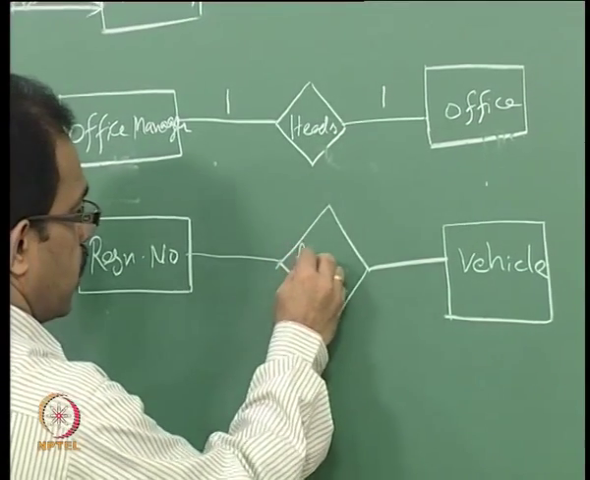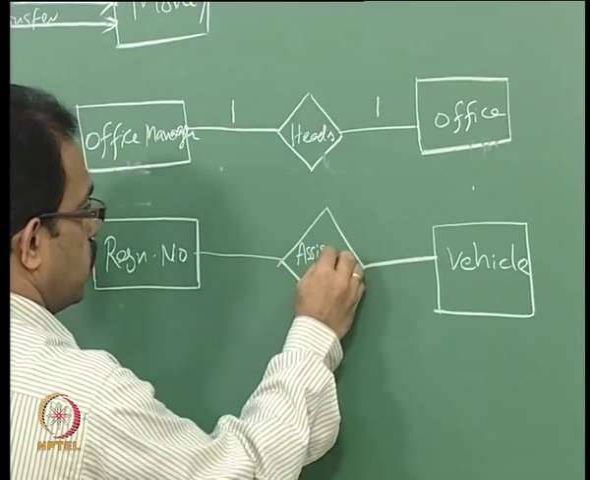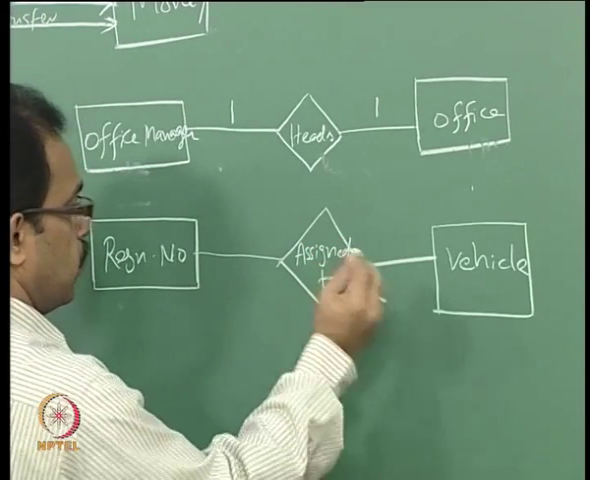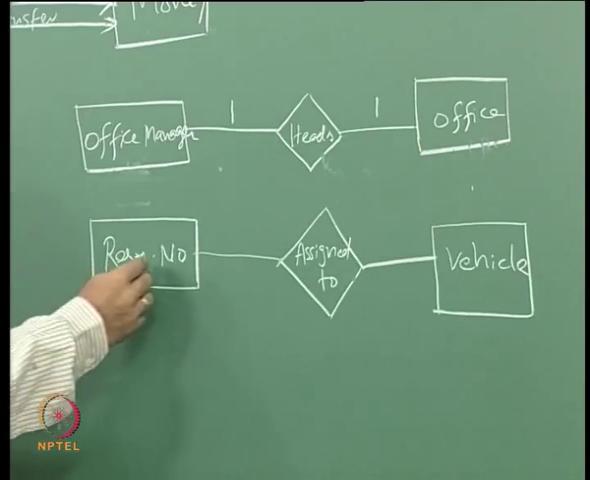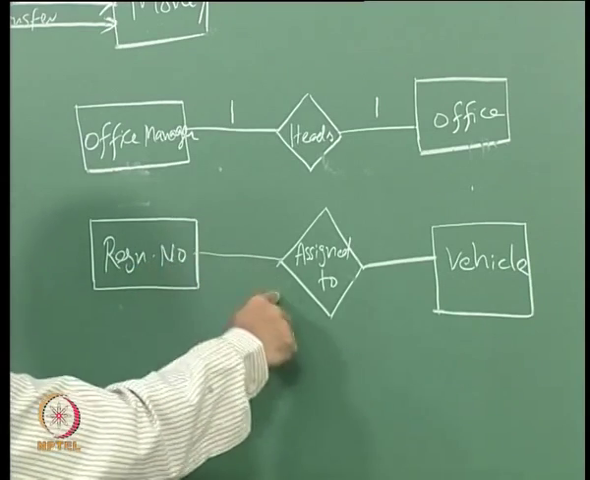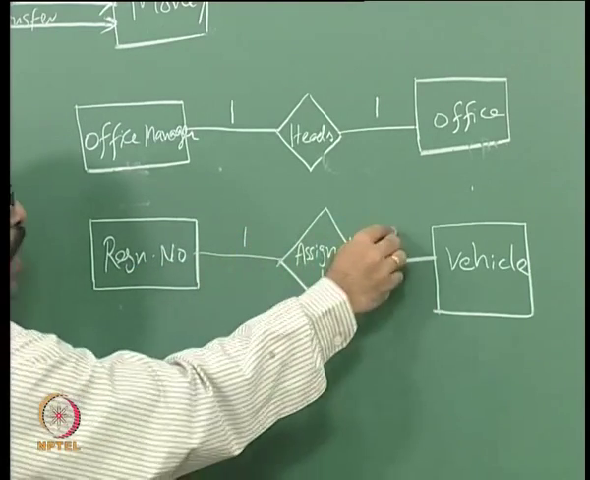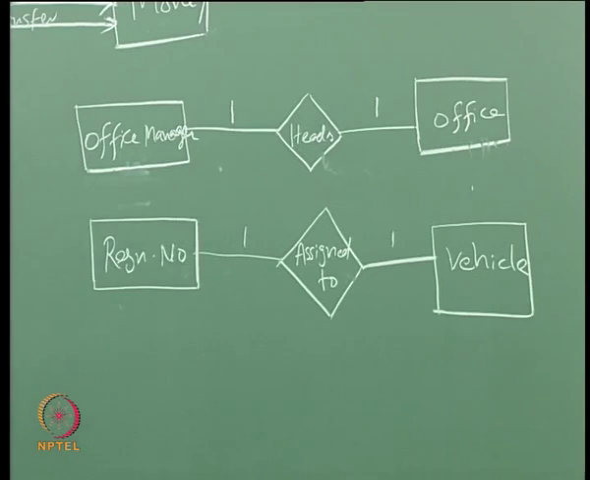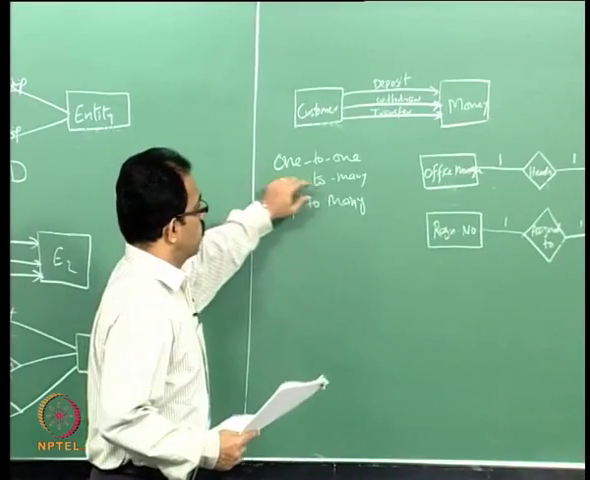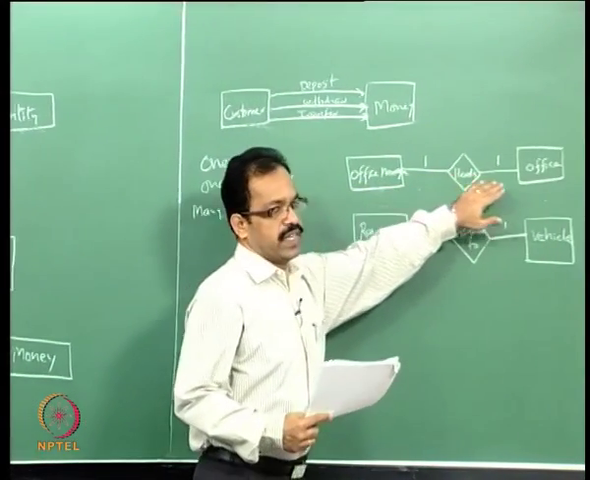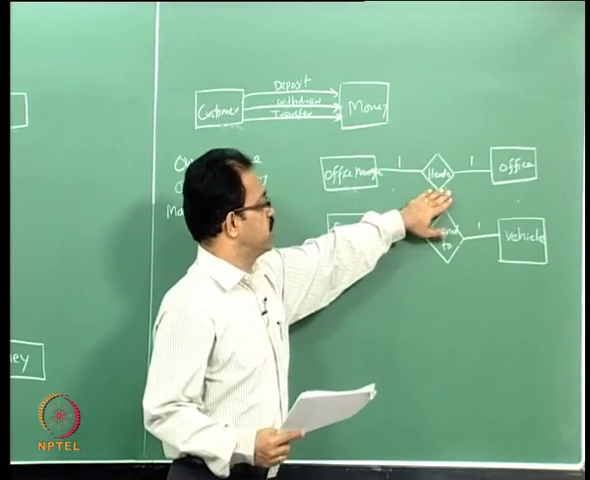So, registration number assigned to vehicles. Here you can see that one registration number is assigned to one vehicle. So, again this is a one-to-one relationship. The relationship where there is only one entity related to one entity is represented by a one-to-one relationship.